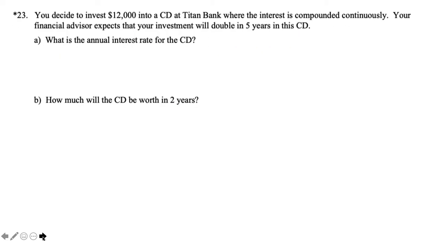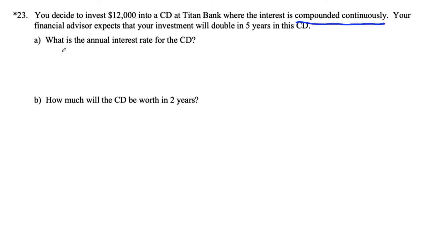23, you decide to invest $12,000 into a CD at Titan Bank where your interest is compounded continuously. Your financial advisor expects that your investment will double in 5 years in this CD. Question is, what is the annual interest rate for this CD? All right. So this is our PERT formula. Compounded continuously. We want our investment to double in 5 years.